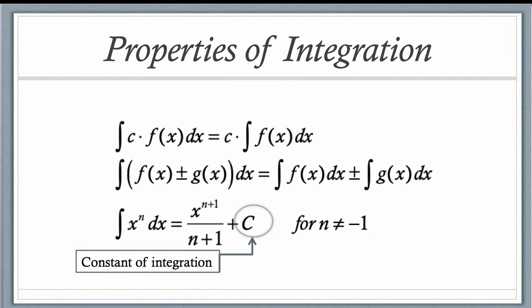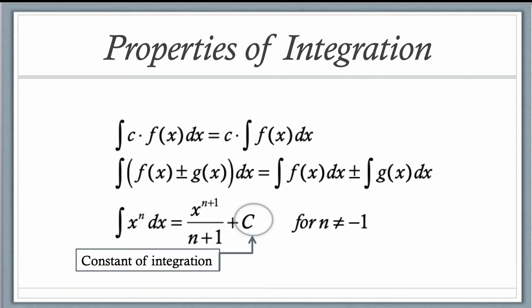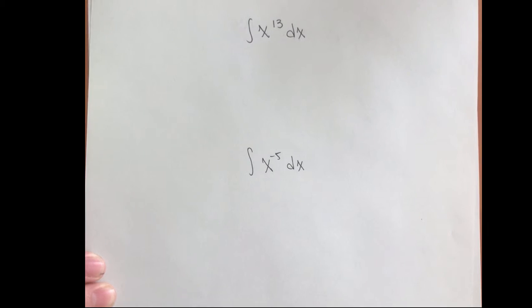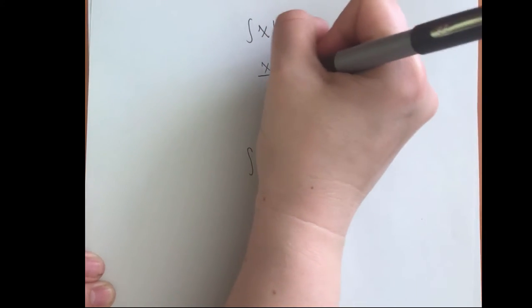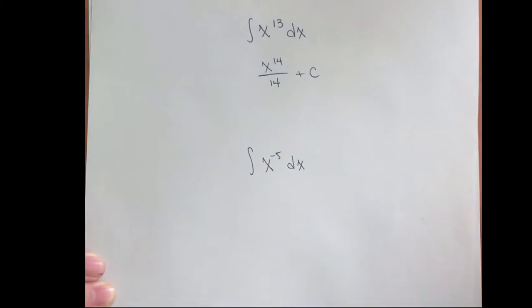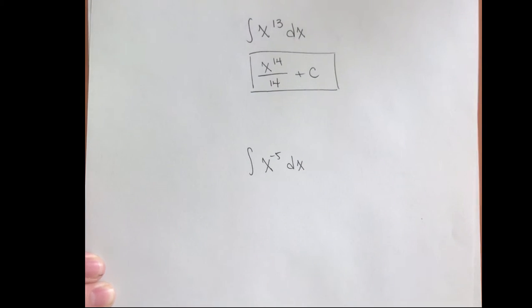So now let's take a look at a couple examples where we are applying this power rule as well as our other two properties, which were multiplying by a constant value as well as integrating term by term. The first problem I have here is the integral of x to the 13th dx. By my power rule, I'm going to add 1 to the exponent and divide by the new exponent. Then, of course, add our constant of integration. And that's all there is to it.